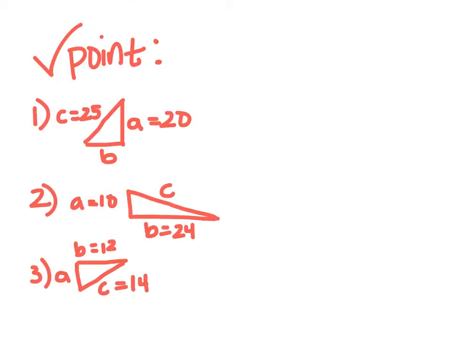Here's your checkpoint. For each of these 3 problems, find the unknown length and write your answer in simplest form. So if you're getting a radical for your answer, make sure that you're writing that in simplest form. Press pause while you work. There are more examples after this checkpoint.